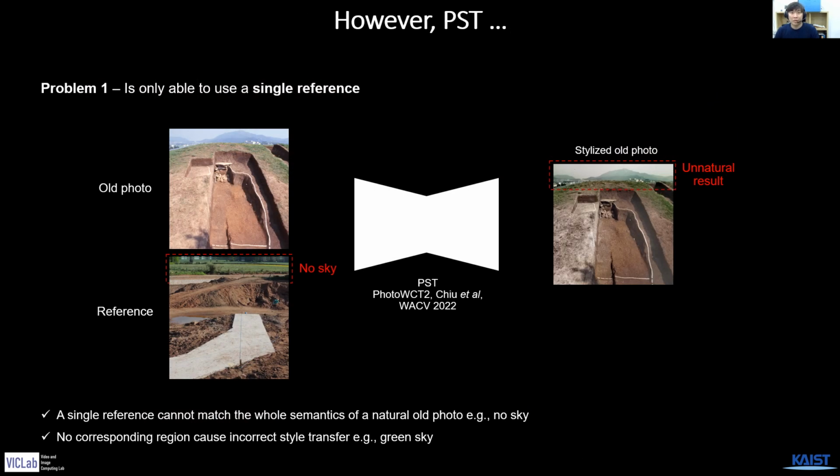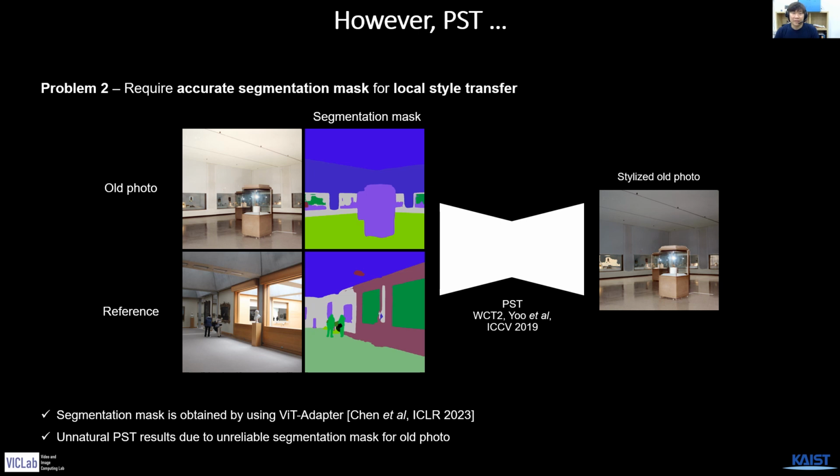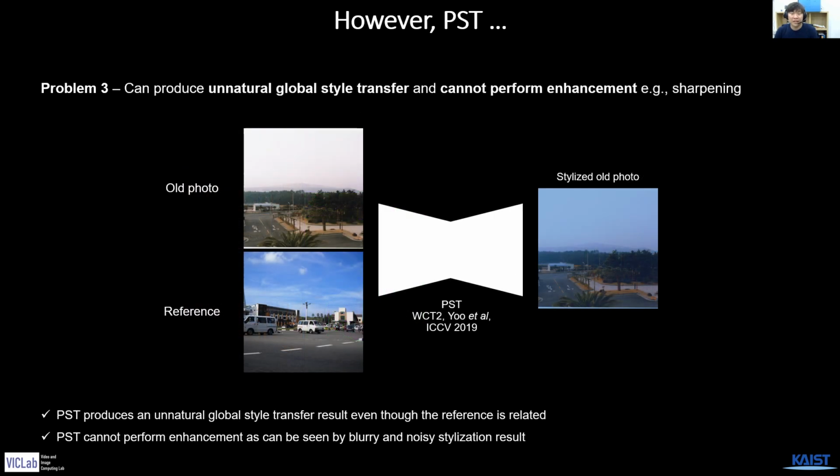However, three main problems are hindering us from using PST directly for the modernization task. First, previous PST work can only use a single reference, where it's difficult to find a single modern photo as a reference that can well match the whole semantics of the natural old photo. Second, previous PST work requires additional semantic segmentation masks to perform local style transfer, where unreliable segmentation masks can produce unnatural PST results. Third, previous PST work can produce unnatural global style transfer and cannot perform an enhancement.